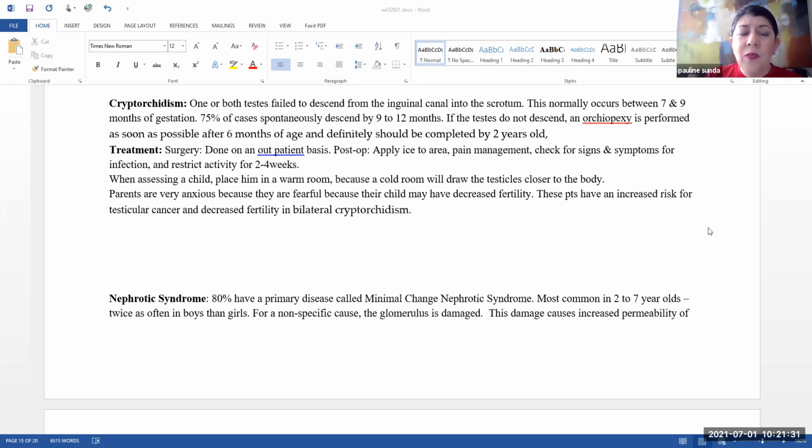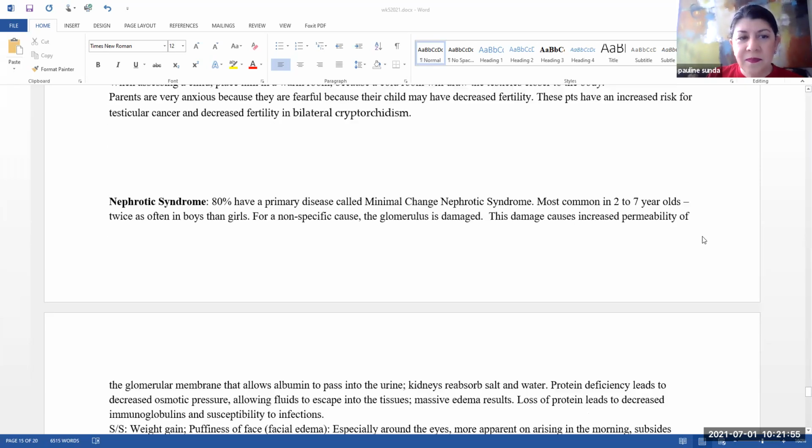When assessing a child, place them in a warm room because a cold room will draw the testicles closer to the body. Please note that parents are very anxious because they are fearful their child may have a decrease in fertility. These patients do have an increased risk for testicular cancer and a decreased fertility in bilateral cryptorchidism.